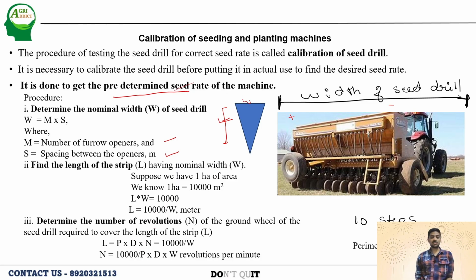Next, determine the number of revolutions. The number of revolutions of this particular seed drill is found by the formula P × D × N, where P stands for the perimeter of that wheel, D the diameter of that wheel, and N refers to the number of revolutions. Using the perimeter, the diameter of the wheel, and the number of revolutions, we will be determining the number of revolutions that will be taking place.